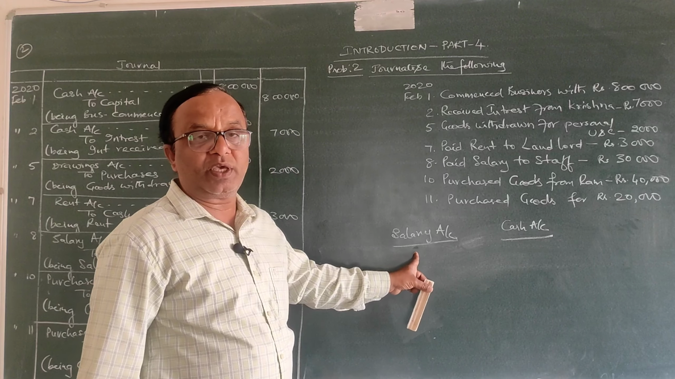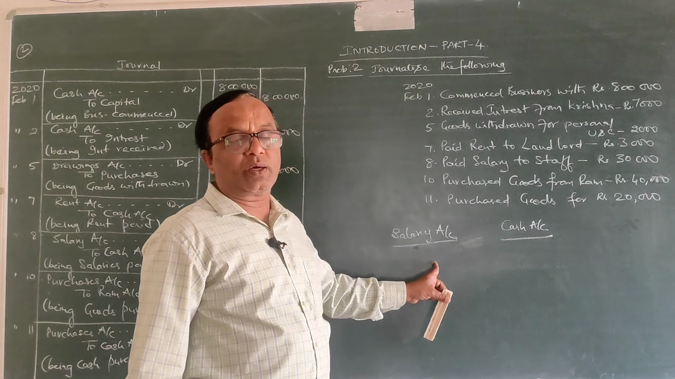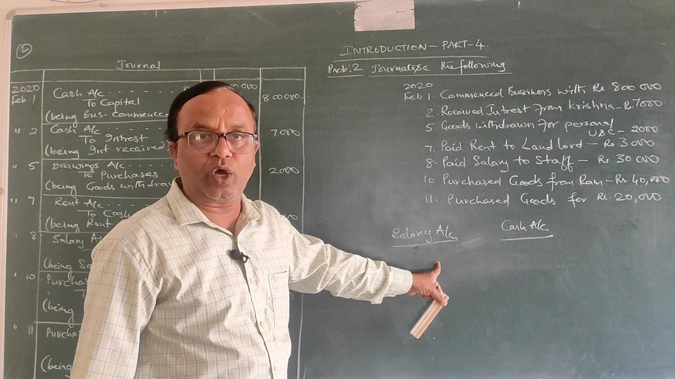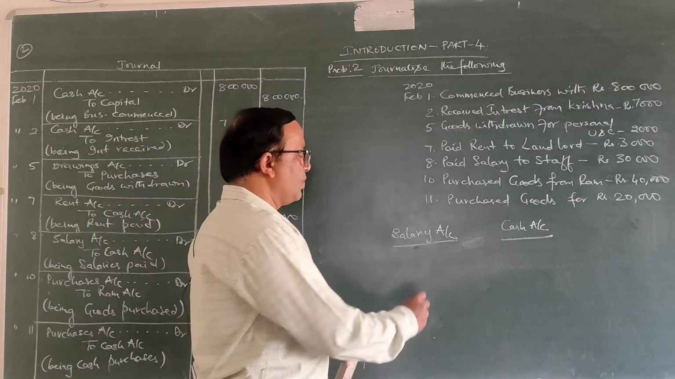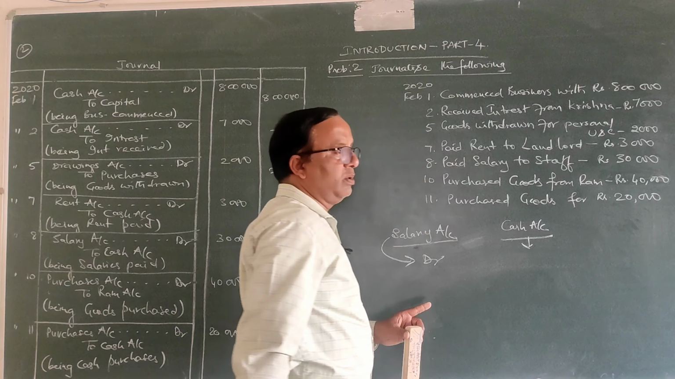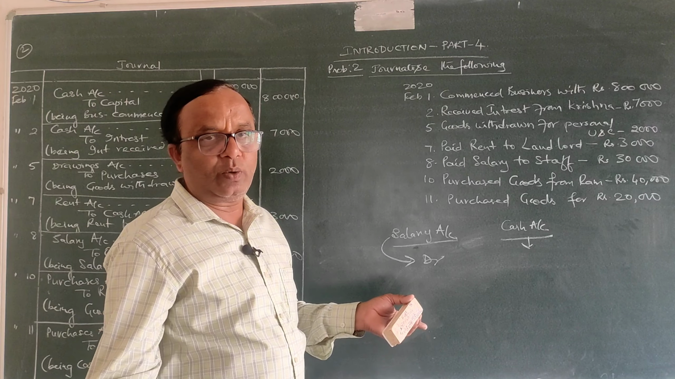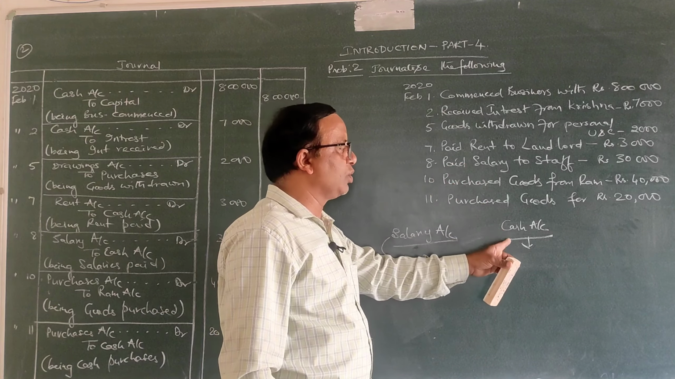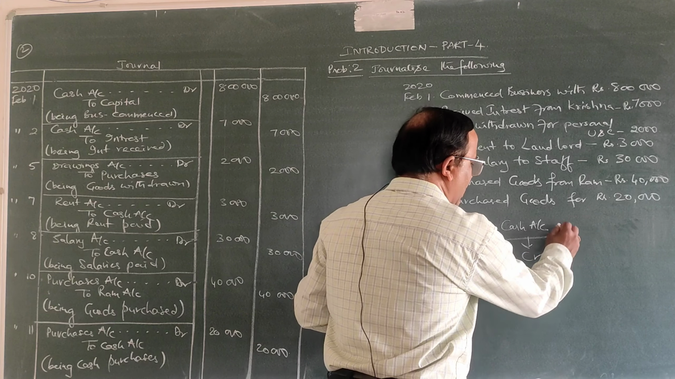See, the salary account being an expense to you, it is a nominal account. Since it is a nominal account, according to the rule of nominal account, debit all expenses and losses. Since it is an expense, we are going to debit the salary account. Then again, the cash account, if you observe, it is an asset, a real account. Debit what comes in, credit what goes out. When you are paying salary, cash is going out. So this account you are going to credit.